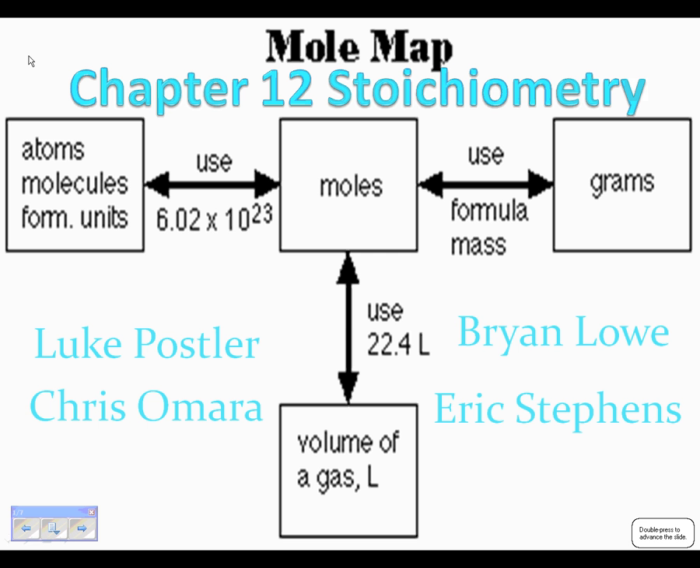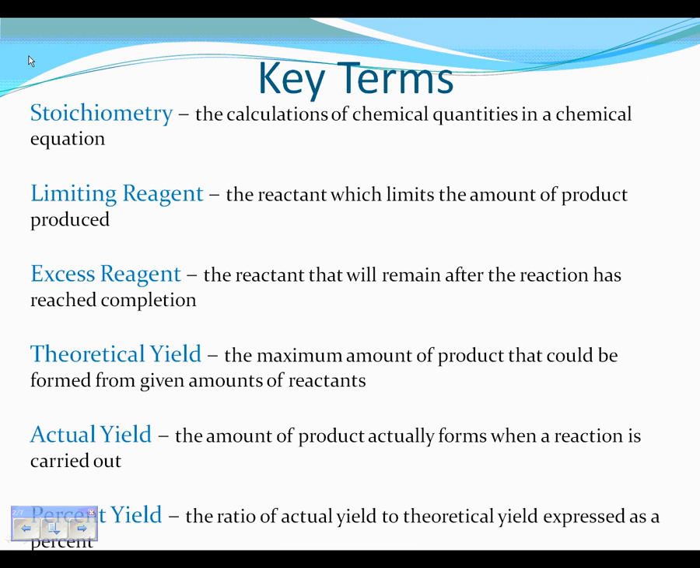In this video, we'll be teaching you about stoichiometry. Stoichiometry can be used to predict the amount of products, among other things. By the end of this video, you will know how to do unit conversions, determining limiting and excess reagents, and calculate percent yields. Here is our key terms page.